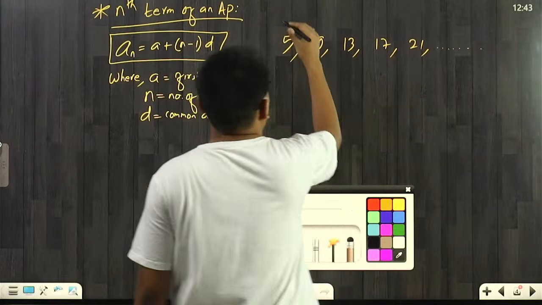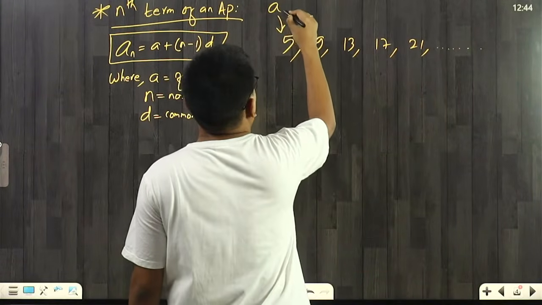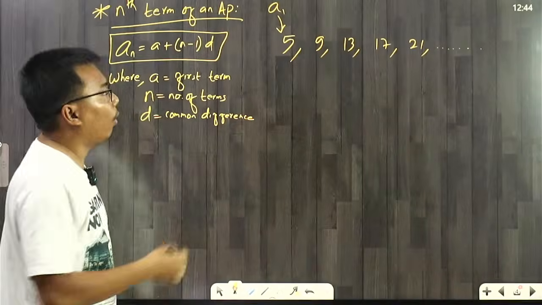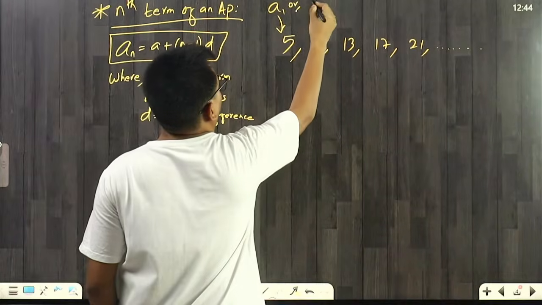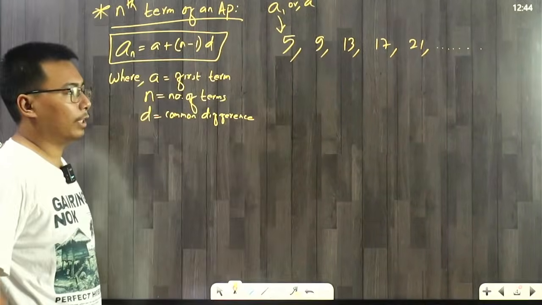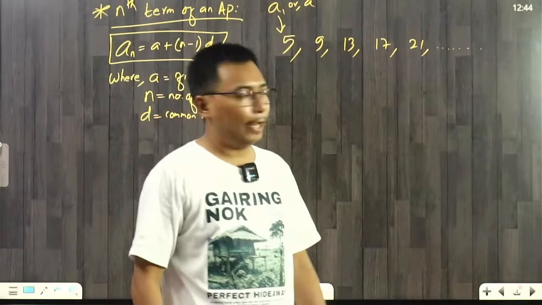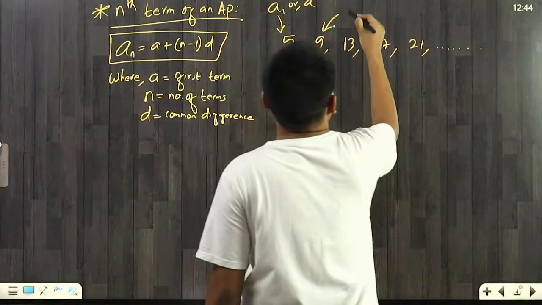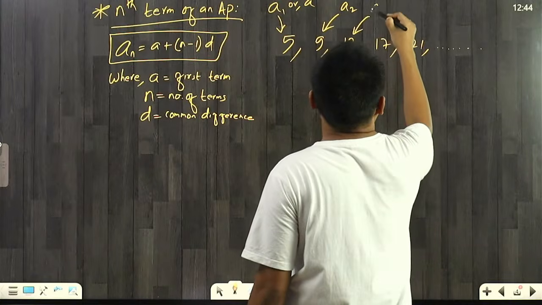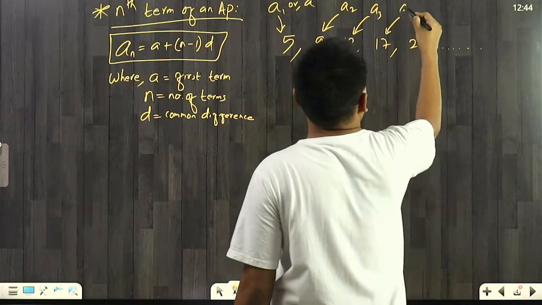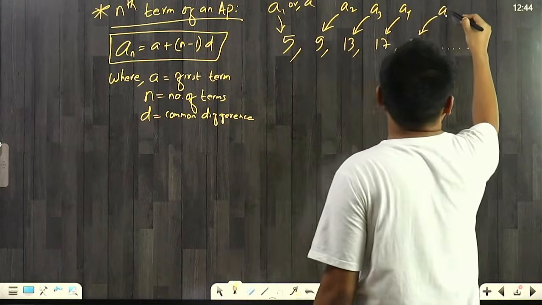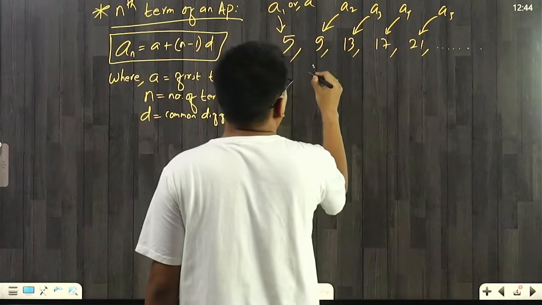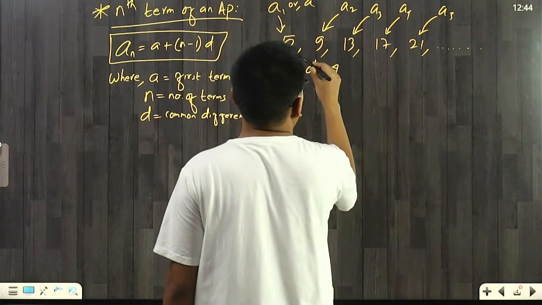Now, this is our first term, right? We denote the first term by A1 or A. Second term is A2. Third term is A3. Fourth term is A4. Fifth term is A5. And we also know that these numbers have a common difference of 4.